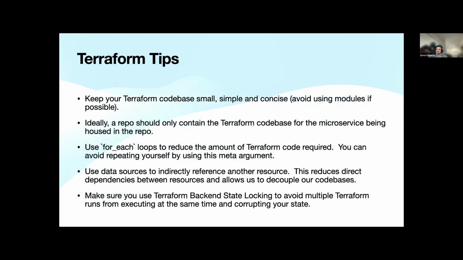This helps you avoid repeating code in your repo. You can use a single block to create multiple resources. Next one is to always use data sources to indirectly reference another resource. This is going to reduce your direct dependencies, and it allows you to easily decouple the code base if you need to. And finally, make sure you use Terraform backend state locking. I've seen multiple disasters. People didn't have this, and if you don't have that, multiple people can run Terraform against the same state at once, and that's going to lead to your state getting corrupted, and that's not going to be fun to recover from.